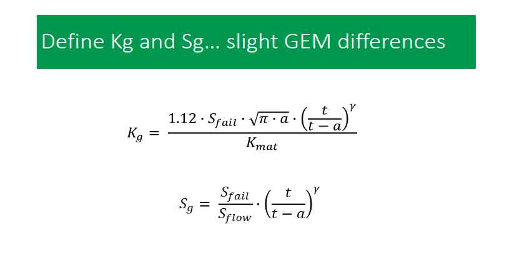Now, if you look at the Kg here, I've used the g subscript to define it as the gamma exponent version of this ratio. We have 1.12, which represents an edge crack. We have the failure strength. We have the typical square root of pi times the crack depth. And then you'll see we have that inverse of the remaining ligament to the gamma exponent. All of that is over K mat, the material toughness.